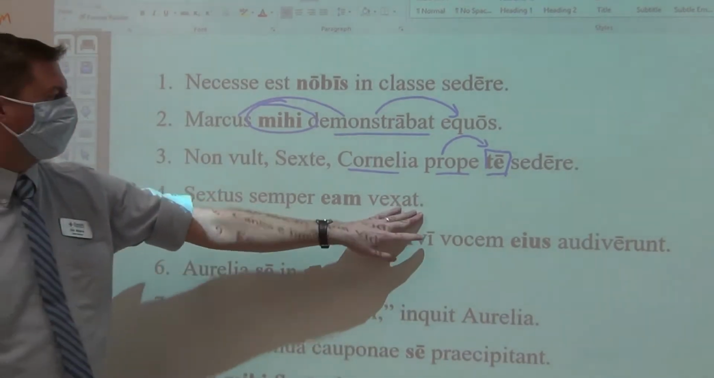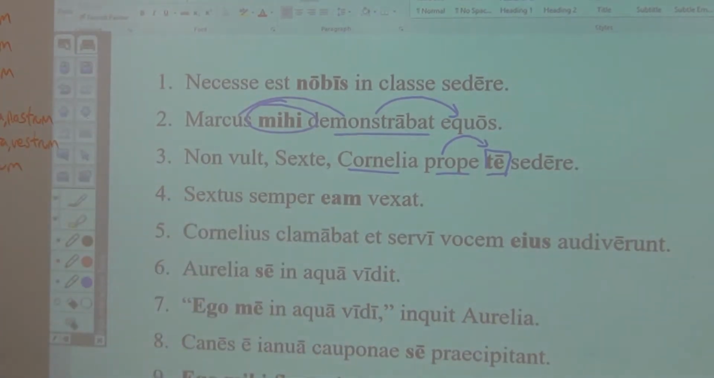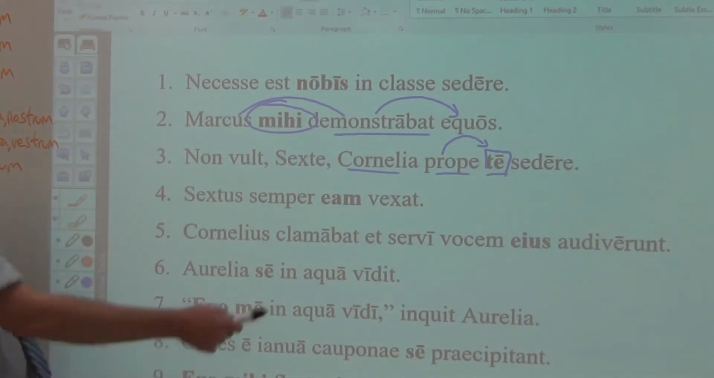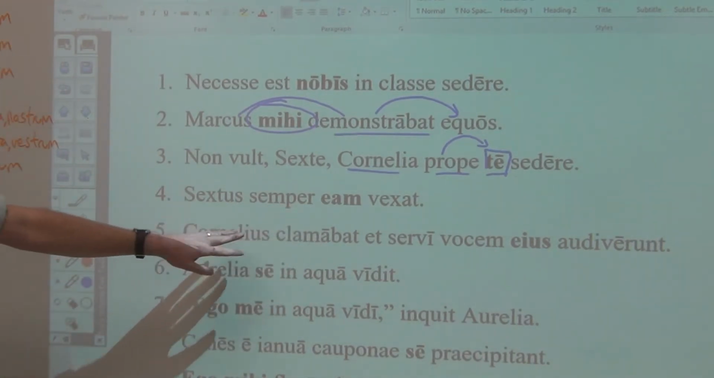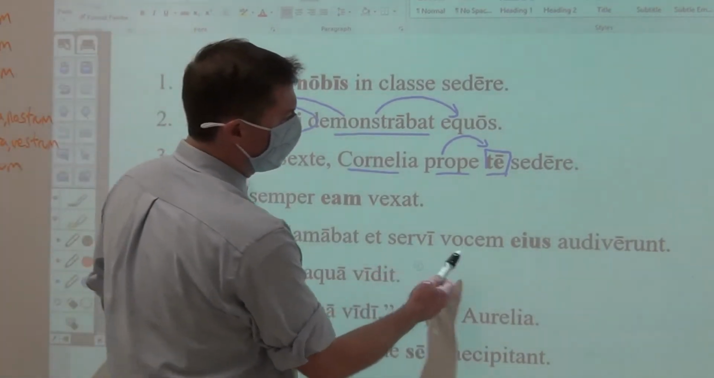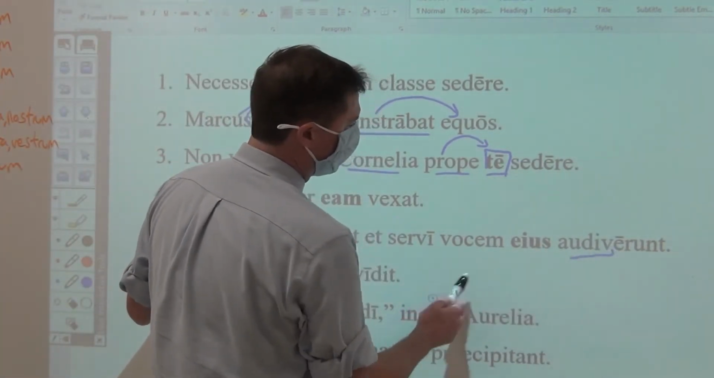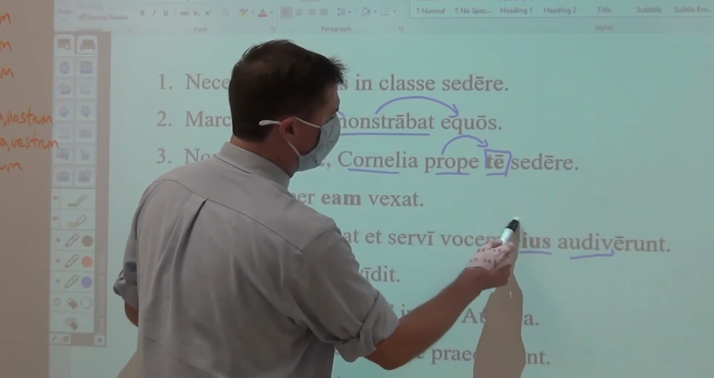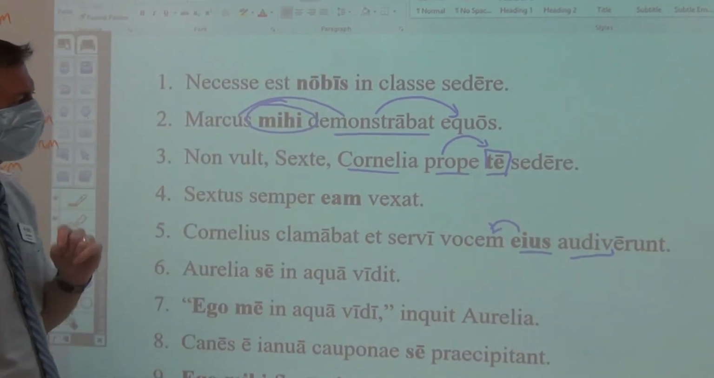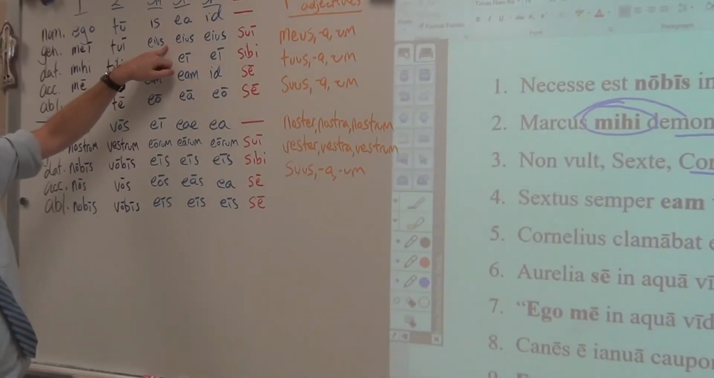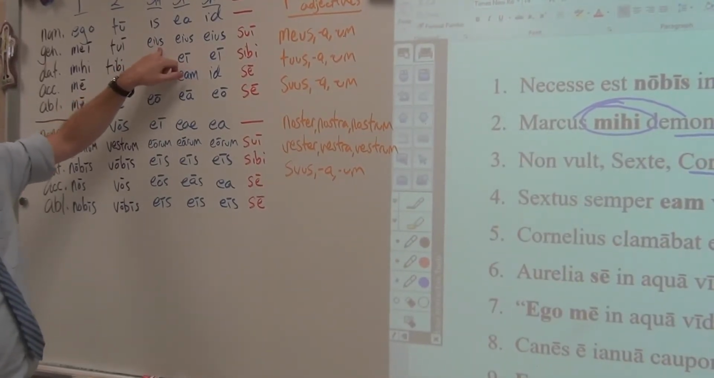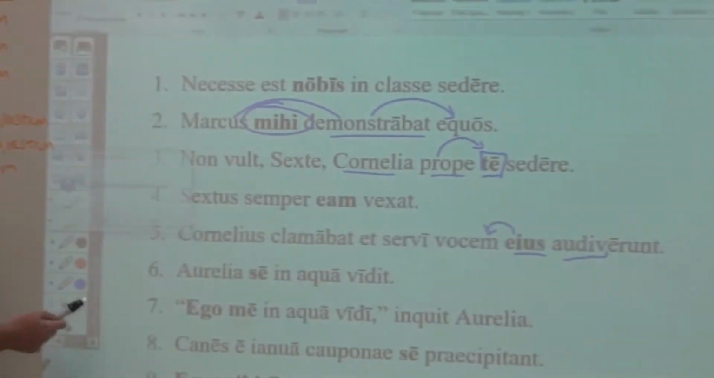Sextus always annoys her. Third person pronoun of the feminine, her. Now, if it were referring to a carriage, like a ride-on, it could be an it, but here we are assuming it's a person, her. Cornelius was shouting, and the slaves did hear the voice of him, his voice. Eius is from our chart, and it's not referring to the slaves, but somebody else, Cornelius, the voice of him, his voice.